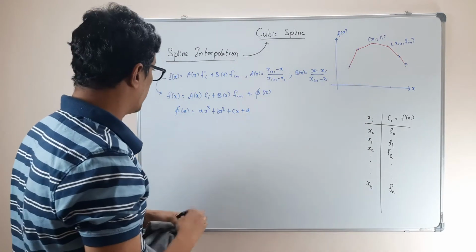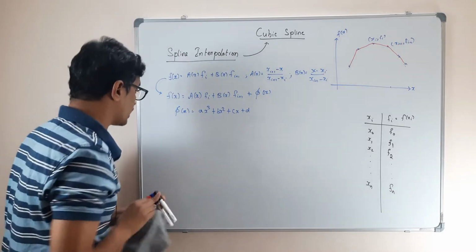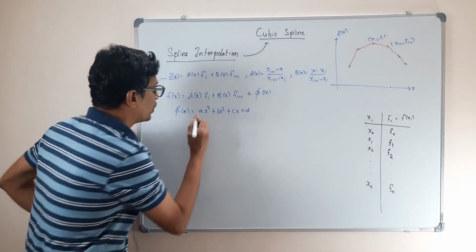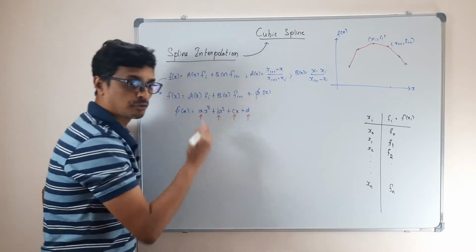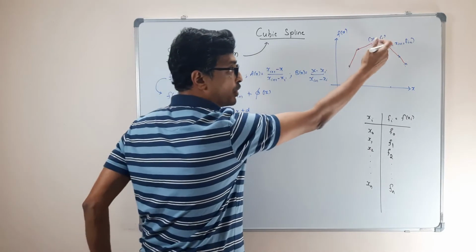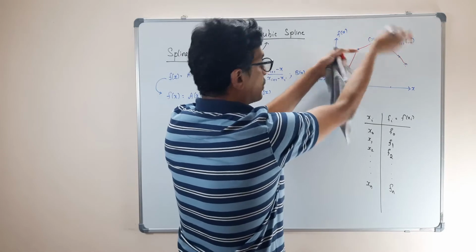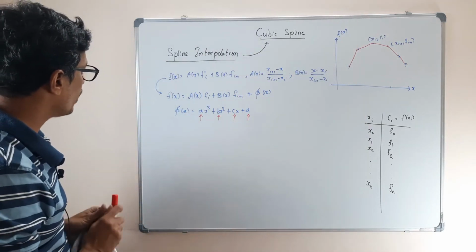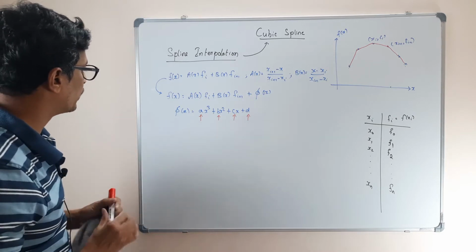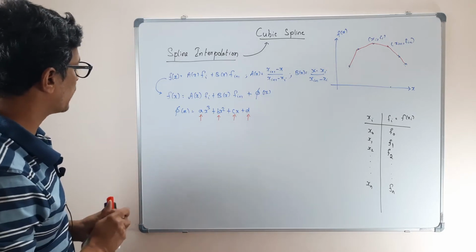So I have given the curvature. Now the task is to identify what A, B, C and D are. Of course, these values are going to depend upon the points I am going to take, because I am going to give a curvature accordingly. Fine. So let us see how to find out this function.